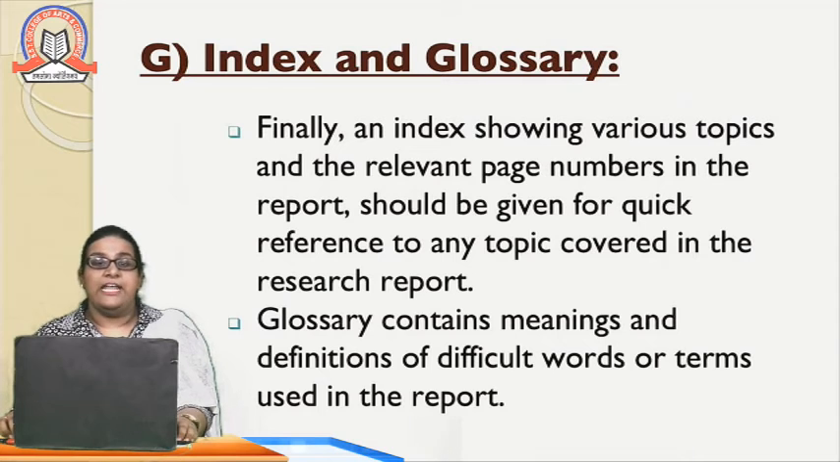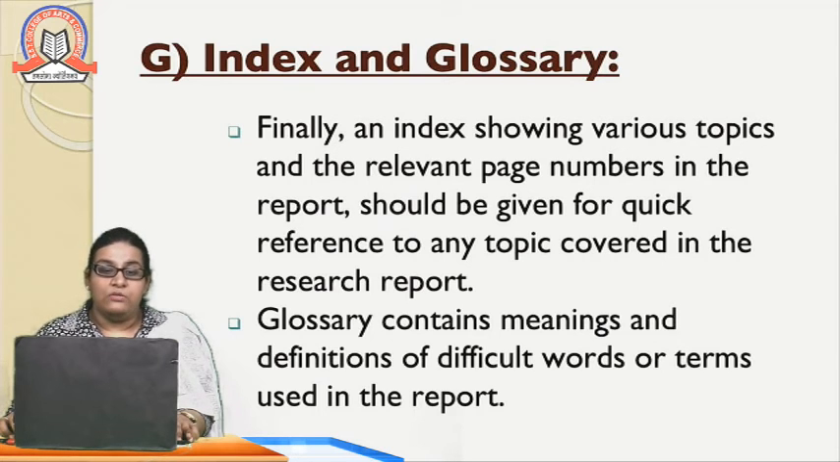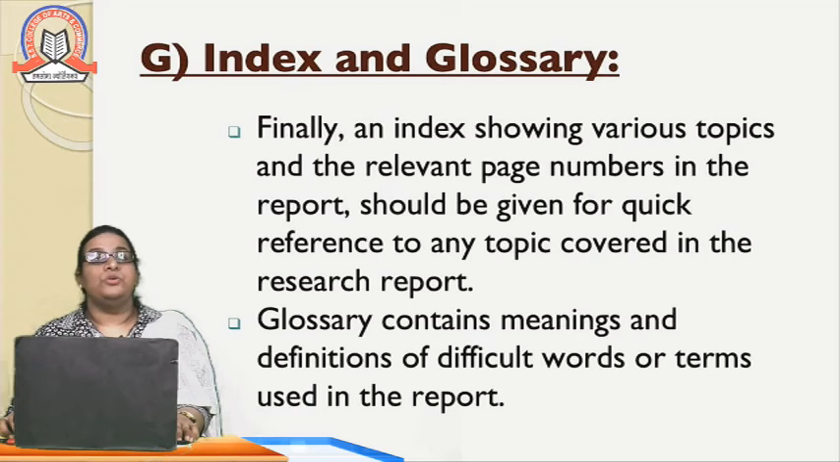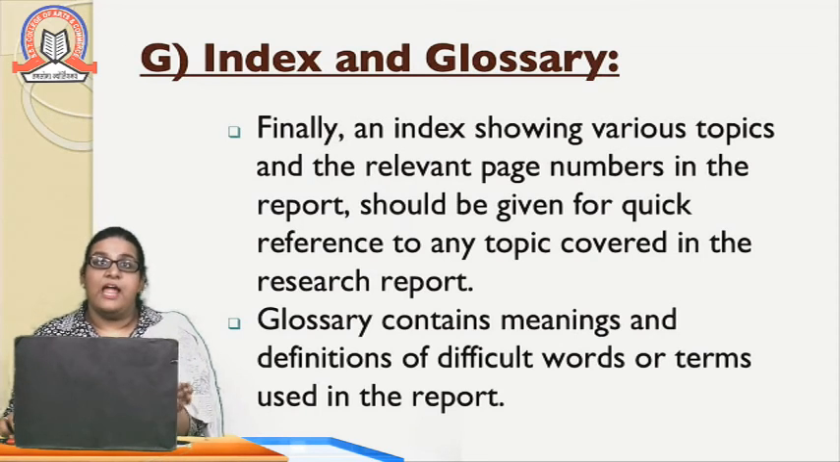Then next is index and glossary. So finally, index should be there in our report on various topics, and the relevant page number should be there in the index. Either it is at the beginning of the report or it can be included at the end. Then glossary contains meanings and definitions of difficult words or terms used in the report. Or we can also include the glossary. Glossary means definitions of difficult terms at the end of the report.